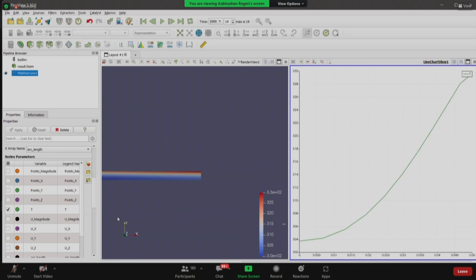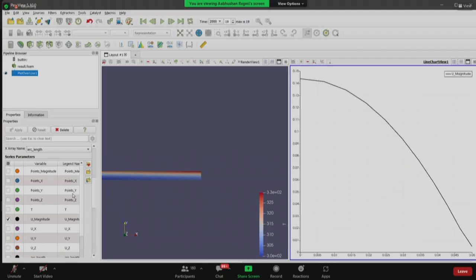So this is how my temperature is changing along my radial direction. Initially at 0, that means at the center, we have 304 Kelvin, and it slowly increases to 330 Kelvin. Let's see the U magnitude, that is velocity. So this is how my velocity is. My velocity would be a parabolic profile. And since this is an axisymmetric case, I'm only able to see half of that parabolic profile. So at the center, I have my maximum velocity, which is 0.143719, and it is parabolic in profile.